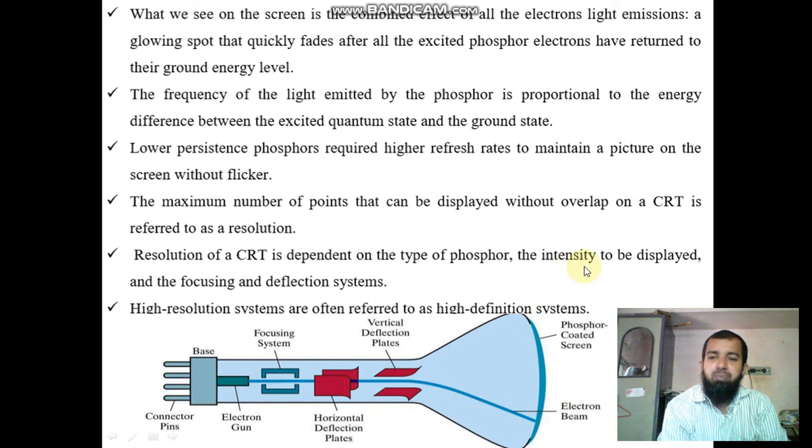The resolution depends upon the type of phosphor you are using, the intensity to be displayed, and the focusing and deflection systems. It all depends on this. High resolution systems are often referred to as high definition systems.